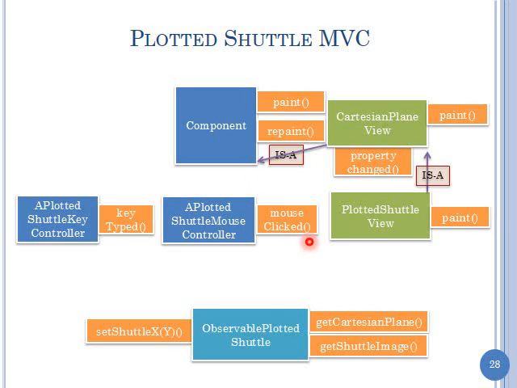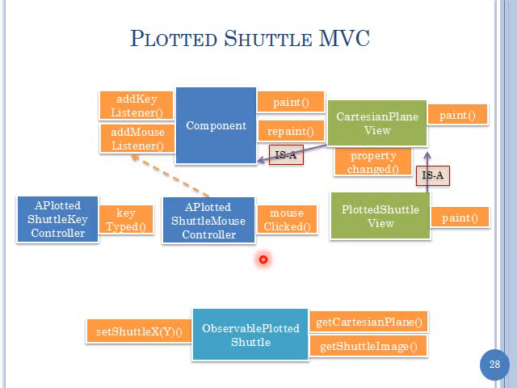And we're going to have key typed and mouse clicked be methods that have to be somehow listened to by the controllers, and we're going to use just the observer pattern for these to happen. So we're going to have two controllers, a key controller and a mouse controller, and a component does have methods to register these controllers.